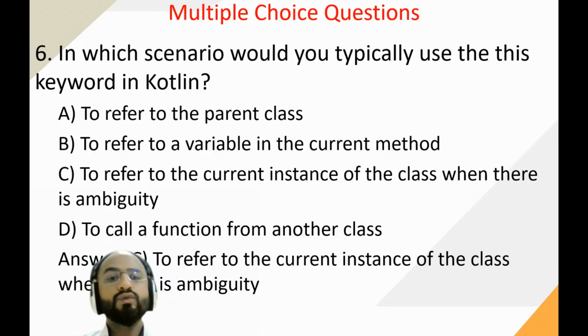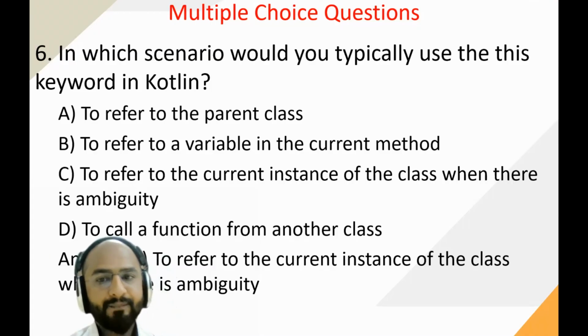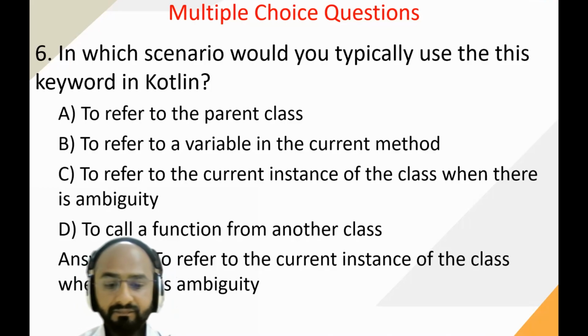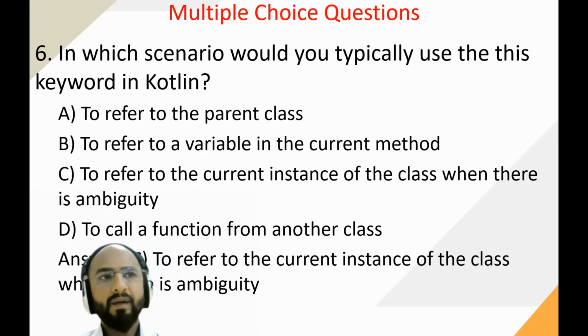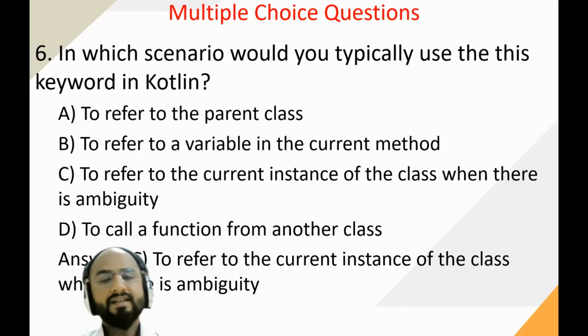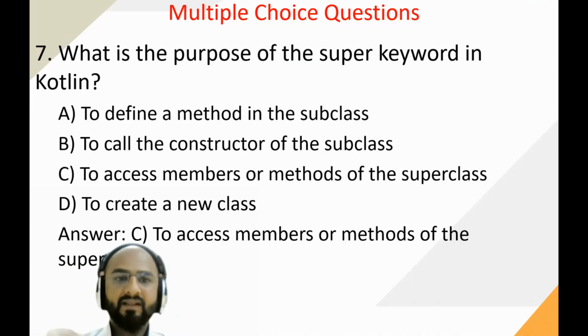So the this keyword is used to refer to the current instance of a class when there is an ambiguity. Suppose there is a variable in the class property and a variable in the class method with the same name. So you can differentiate the class property and the method variable by using the this keyword.